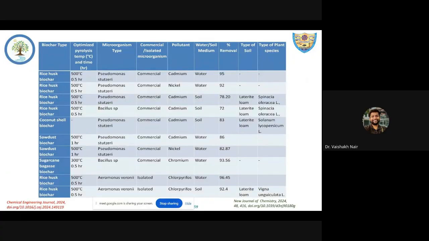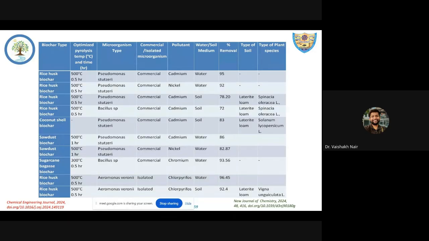These are some of the works which we have been doing, and all of them are published. We have used rice husk biochar and coconut shell, and you can see we have worked on a number of different types of microorganisms. Bacillus, which was obtained commercially, and Pseudomonas are well known to enhance the soil. They generate good enzymes. There was also one work where we tried to isolate bacteria from the soil.